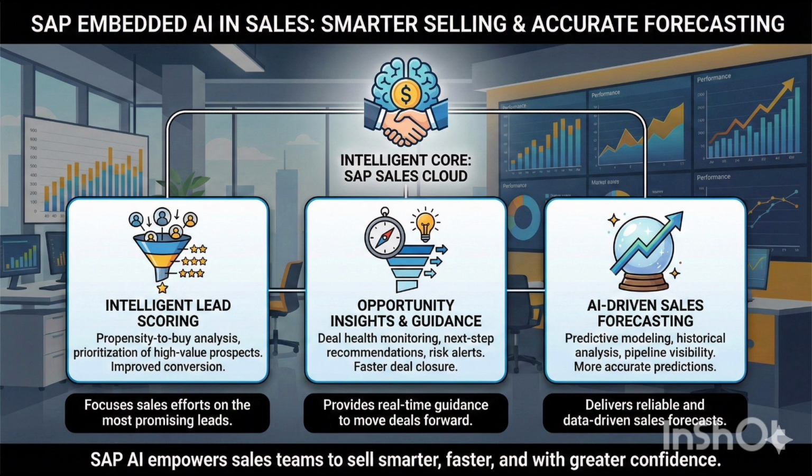Then AI-driven sales forecasting, which delivers reliable and data-driven sales forecasts. So SAP AI empowers sales teams to sell smarter, faster, and with greater confidence. So in this way, we have discussed how SAP embedded AI is helping in sales, marketing, manufacturing, quality, and other fields of industry to boost business, to help people and companies grow their business in a sustainable way.